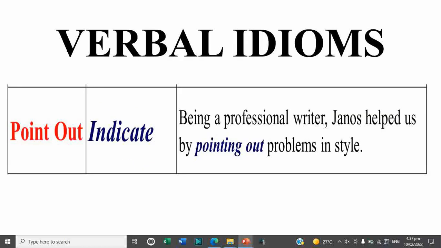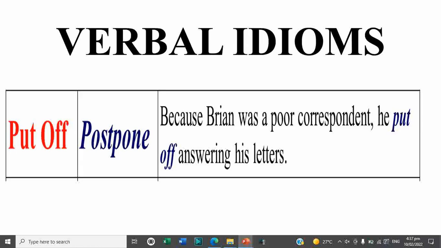Next, point out, it means indicate. For example, being a professional writer, Janus helped us by pointing out problems in style. Next, put off means postpone. Because Brian was a poor correspondent, he put off answering his letters.